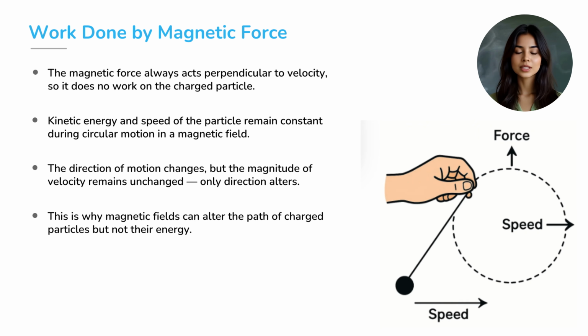So far, we've discussed how magnetic force affects direction, but what about energy? Here's the twist: magnetic force does no work. Since it always acts perpendicular to motion, it doesn't change the speed or kinetic energy, only the direction. Think of a charged particle circling in a magnetic field. It spins forever, same speed, no energy gained or lost. That's why magnets can steer particles but can't speed them up or slow them down.